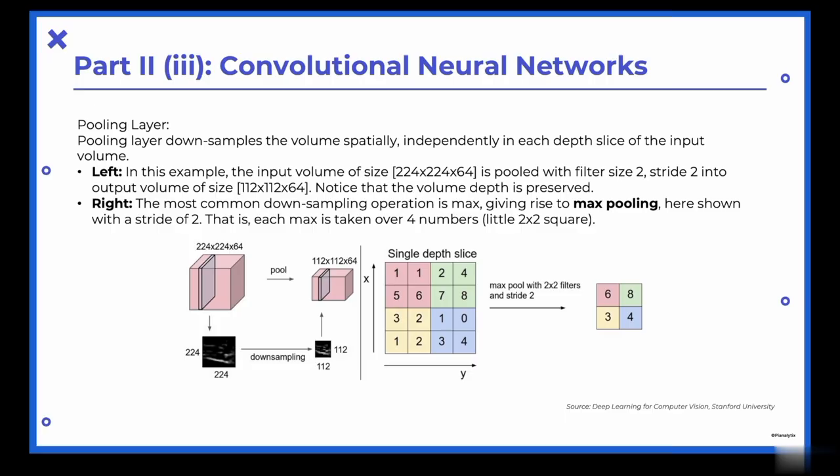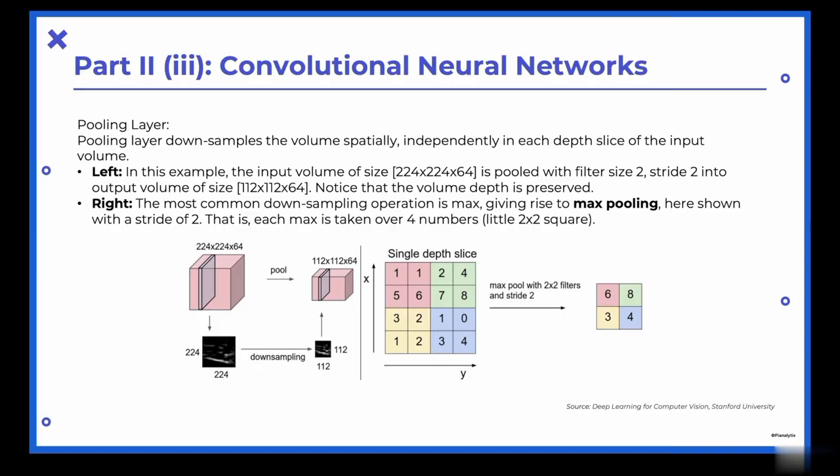Here we can see how a pooling layer works. On the left-hand side, the pooling layer is downsampling the volume by half in the dimensions of width and height. We can see that the original sample volume is 224 × 224 × 64, and the pooling layer reduces it to 112 × 112 × 64.